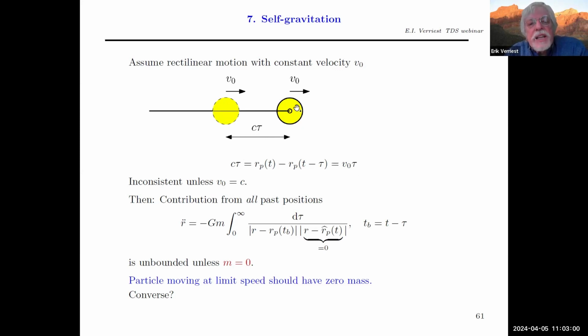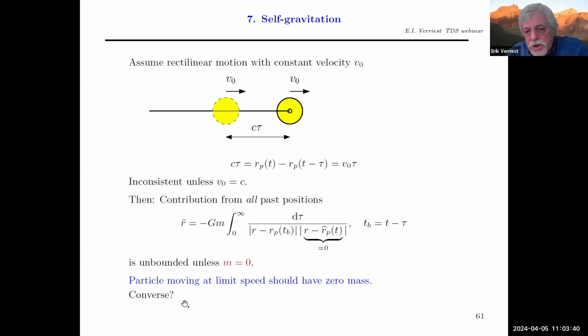But in that case, then we have the same contribution from all the past locations. And if I put that in the integral, we see that r minus the predicted position is always going to be here, no matter what delay time I look at. So this is always zero. So this integral will blow up in your face, except when m is zero. So here we have the interesting result that a particle moving at limit speed, that's the speed of light, has to have zero mass, or it is not possible otherwise.